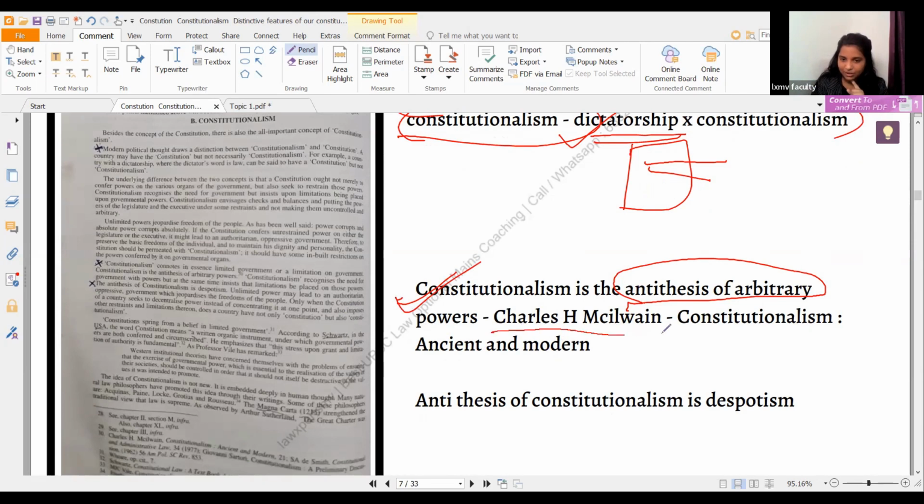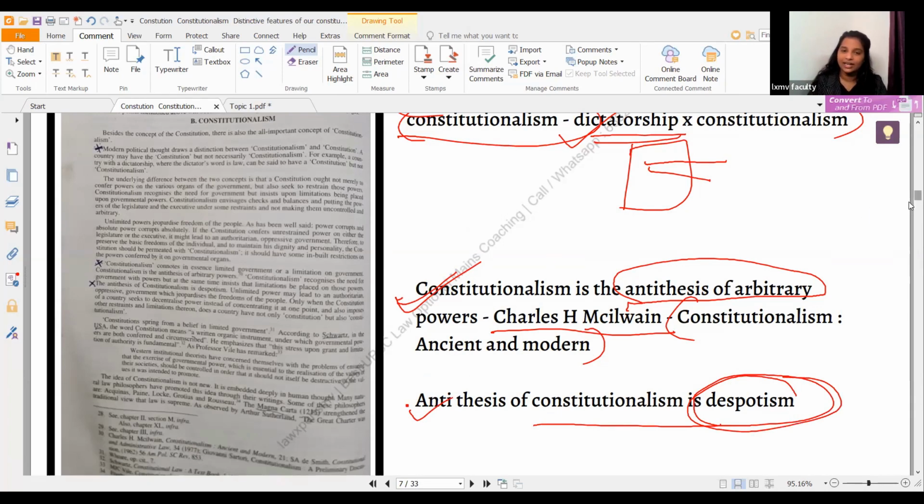It was given by this particular thinker in his book. If you are given a statement-based question, you must be lucky, provided you are able to identify the meaning, who gave the statement, and the context of the statement. That's why I'm giving the author name. Next statement: the antithesis of constitutionalism is despotism. Despotism is nothing but being like a monarch. All these statements more or less mean the same thing, but if one is given, you have to answer accordingly.